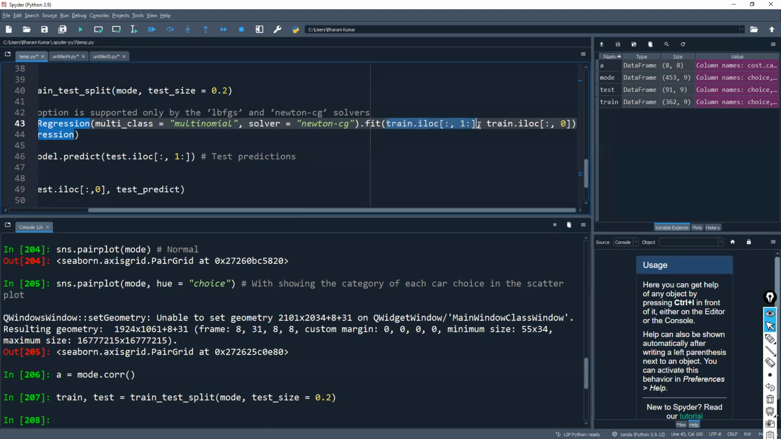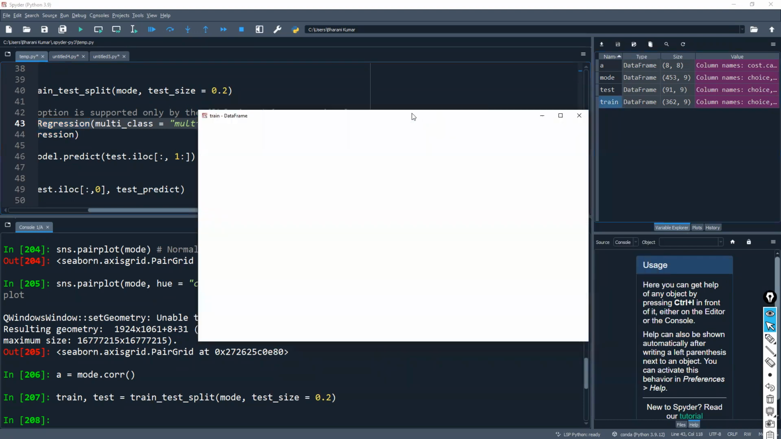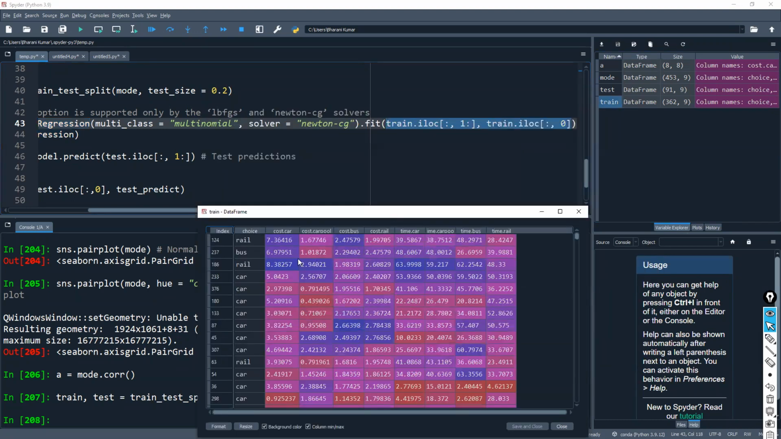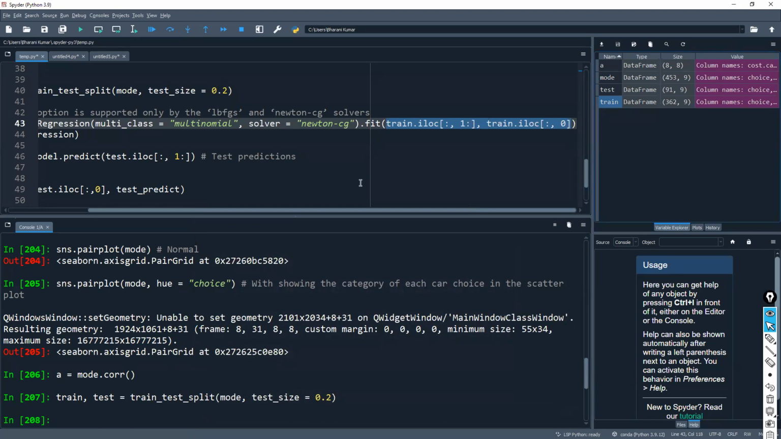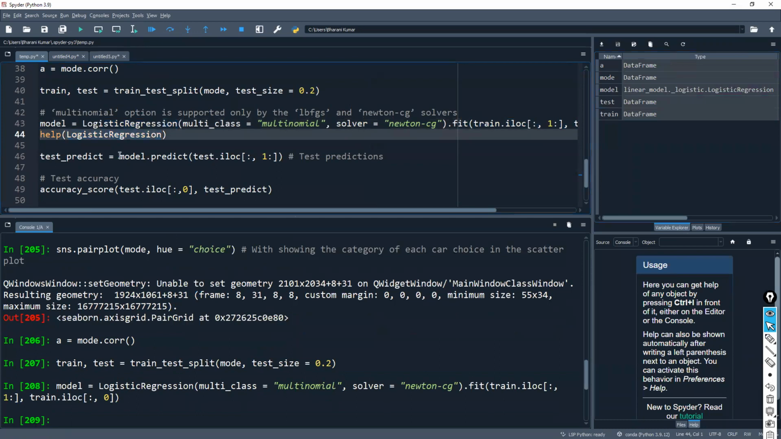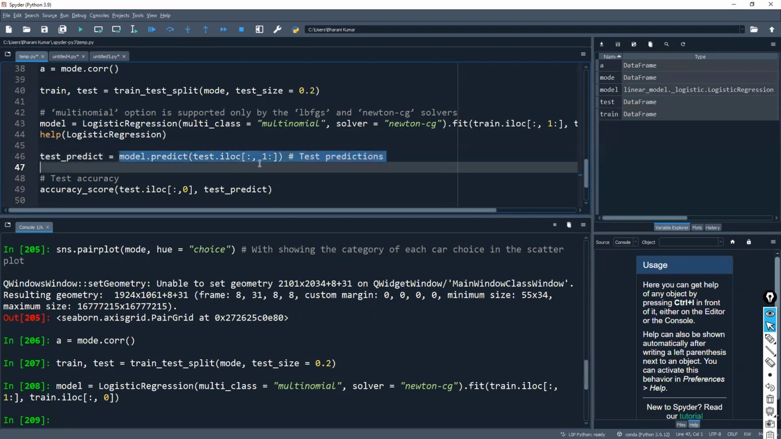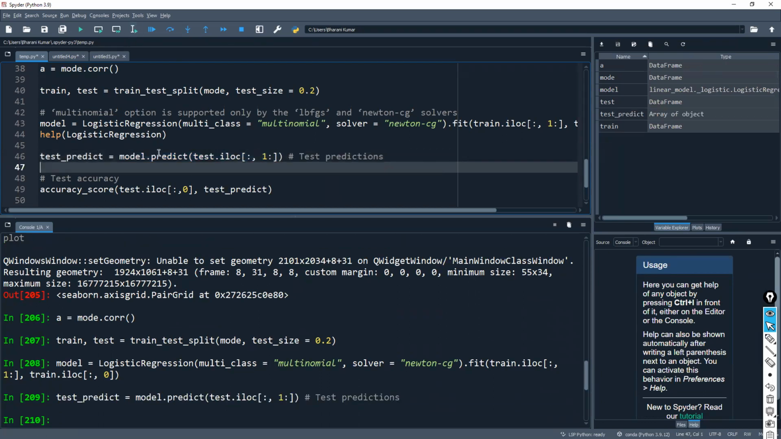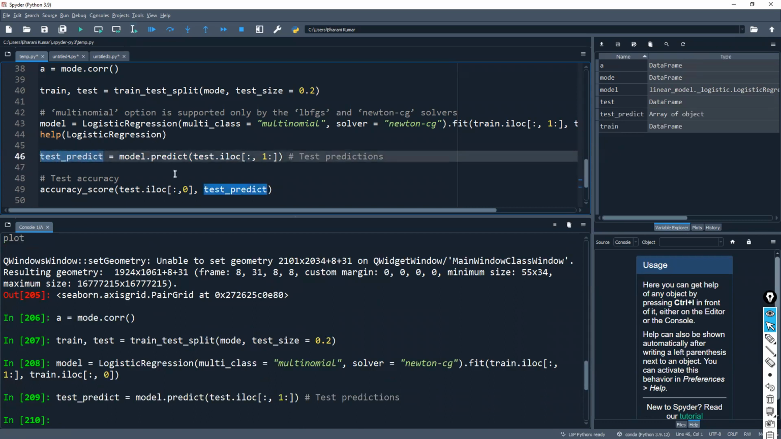So when you try to build the model, you're saying, let me fit the model by taking the training data inputs and training data output. When you go to training data, only the first column, which is index number 0, would be your output. From 1 until n would be your inputs. So you run it. Then you take your model and say predict. Predict your model on the test data, and then you get the predicted values.